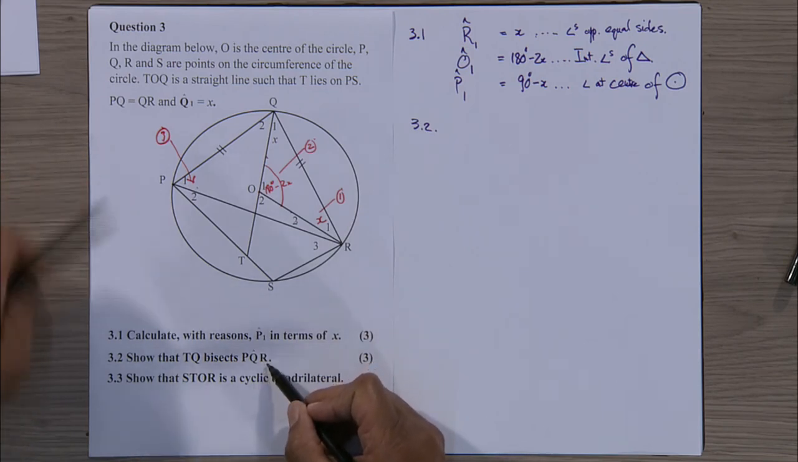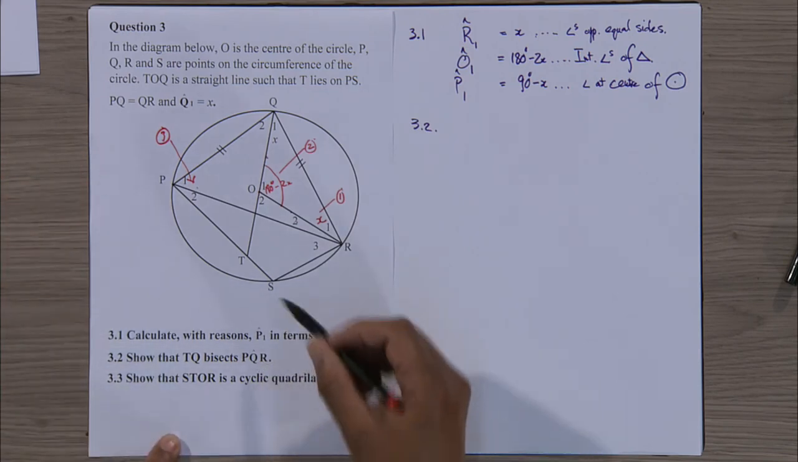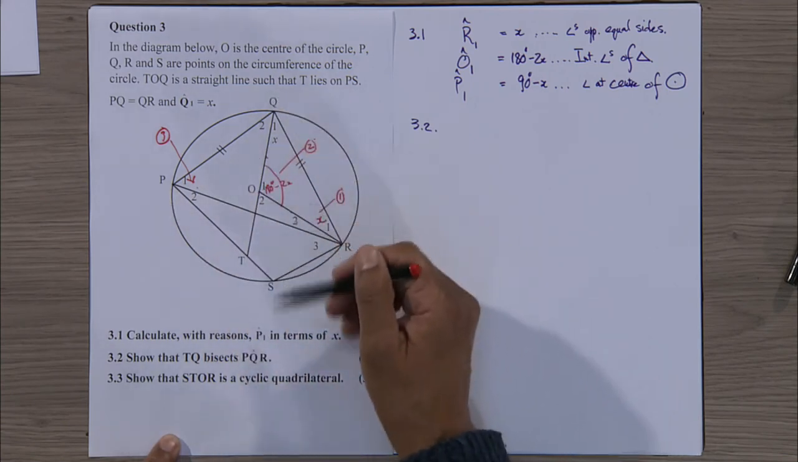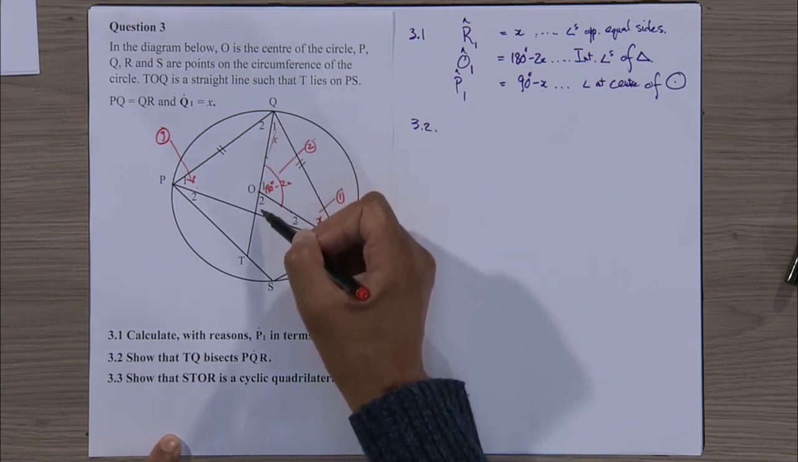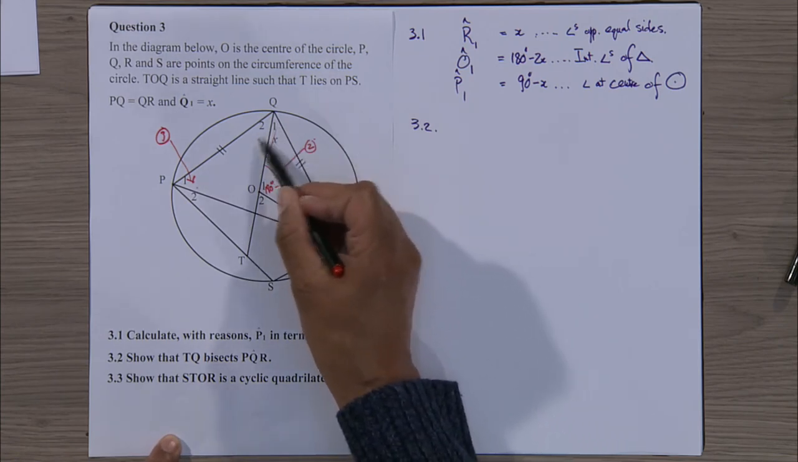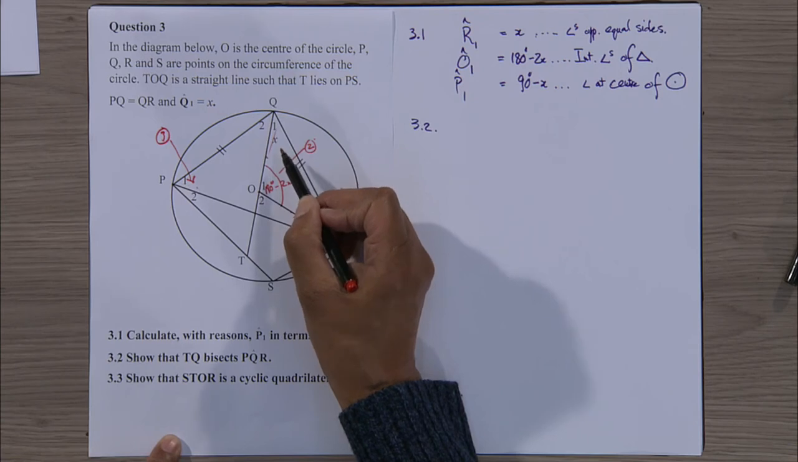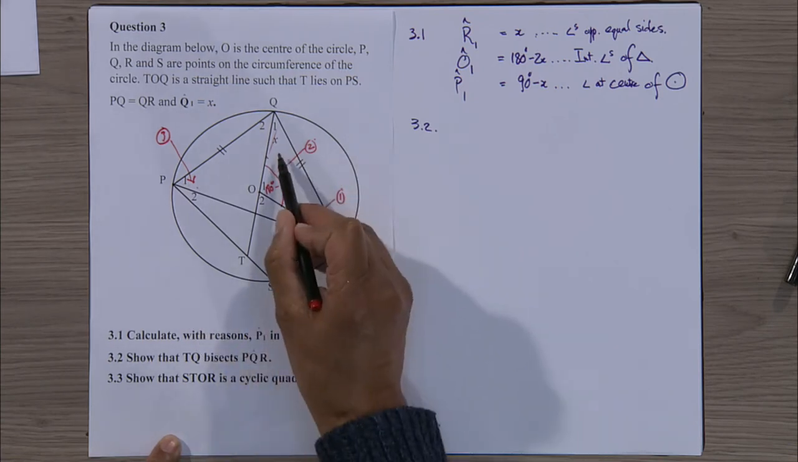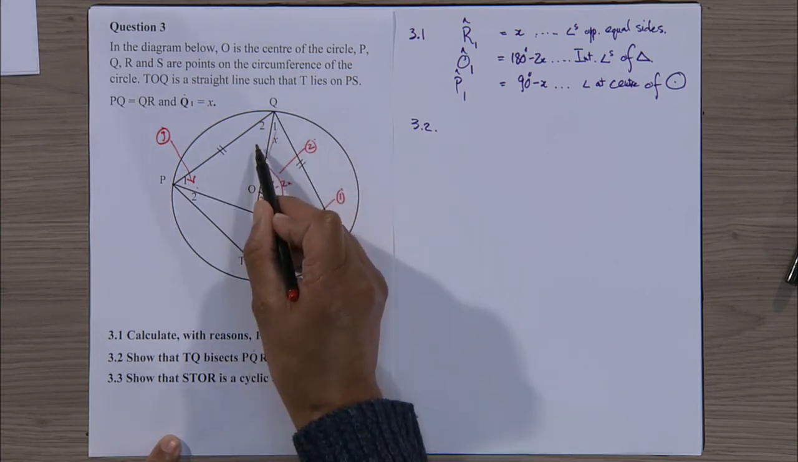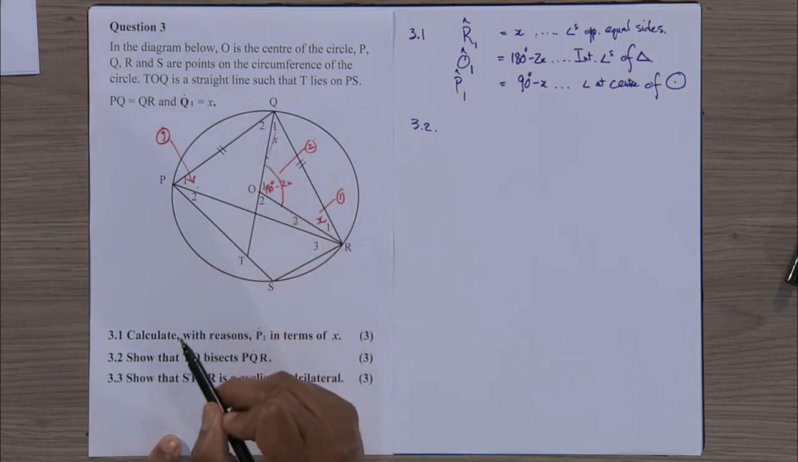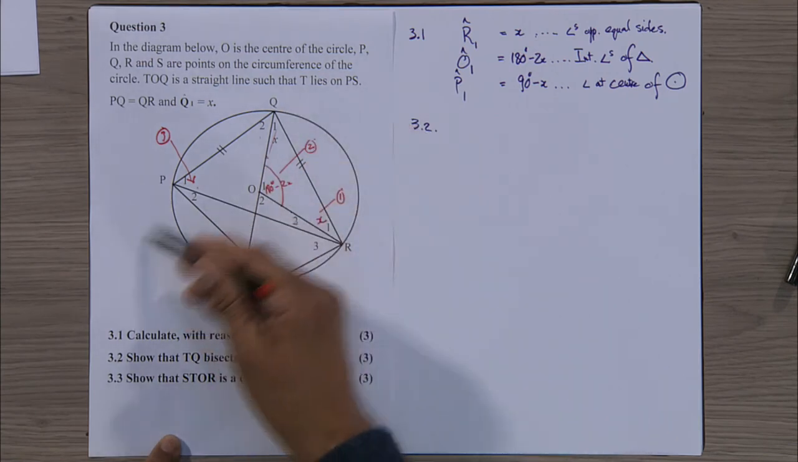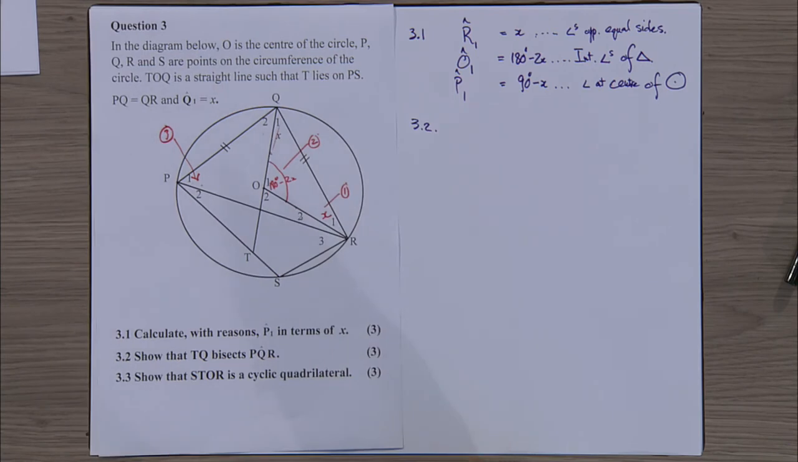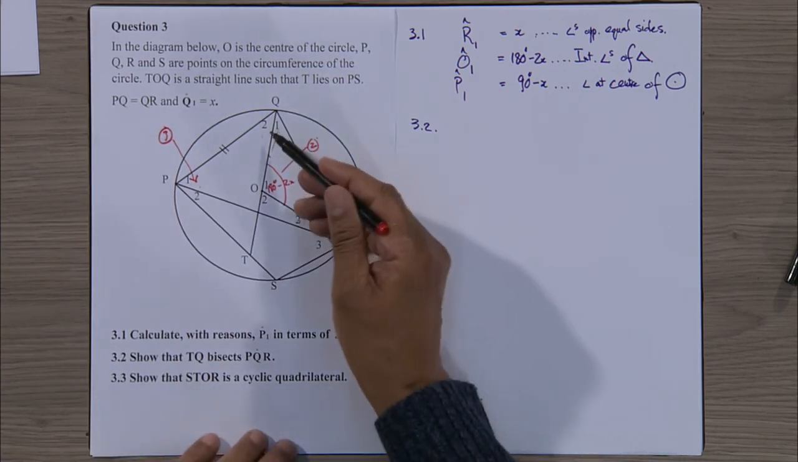The next one says show that TQ bisects angle PQR. TQ bisects, this angle. If it bisects, it means that these two angles must be equal to each other. I already see that this angle is x. Therefore, if I can prove that Q2 is also x, then I can deduce that QT bisects PQR. Right.